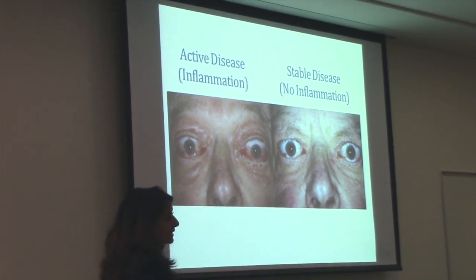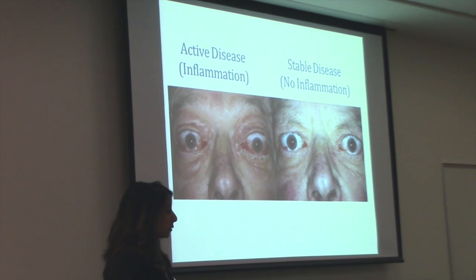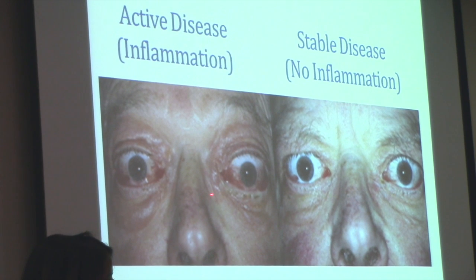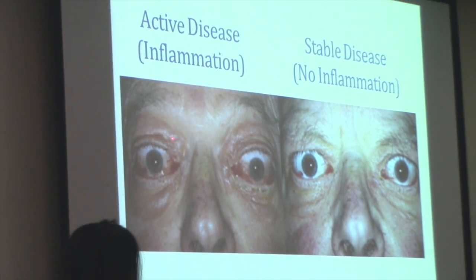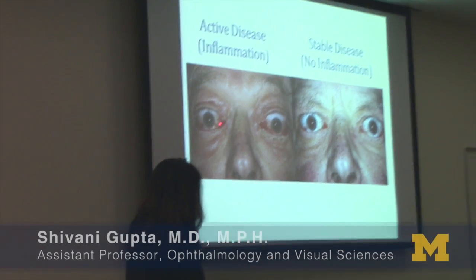So I just wanted to put this slide in here to demonstrate how things may change from active to stable disease. So this is a patient who has active disease. So there's ongoing inflammation. The lids are red, they're swollen. The eye is also very red.